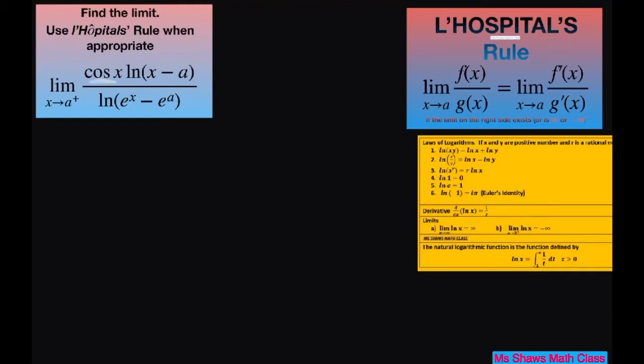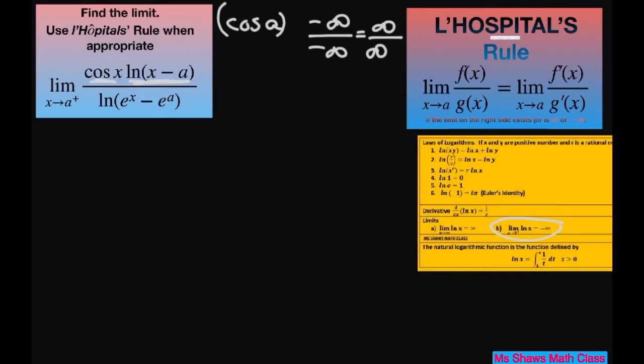If you plug in a here, you're going to get cosine of a. That's just a constant. And as x approaches a from the right, we're going to get negative infinity. So this is just a constant, we have to worry about the negative infinity, and the same thing for the denominator. And so it basically has the form of infinity divided by infinity.